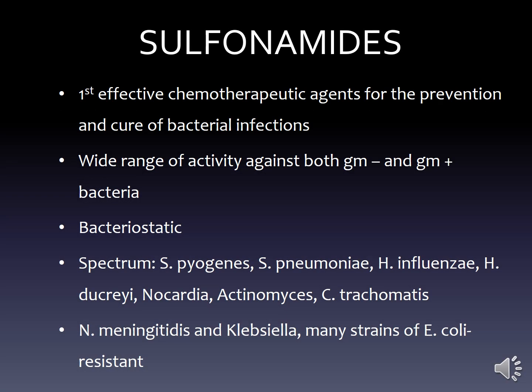The first group of drugs that we use for UTI are the sulfonamides. Now, this group of drugs was very much used previously, because they were the first effective chemotherapeutic agents for the prevention and cure of bacterial infections. They have a wide range of activity against both gram-negative and gram-positive bacteria and are bacteriostatic as well. The spectrum of bacteria that sulfonamides are active against is large. You have your Strep pyogenes, Strep pneumoniae, Haemophilus influenzae, and etc.